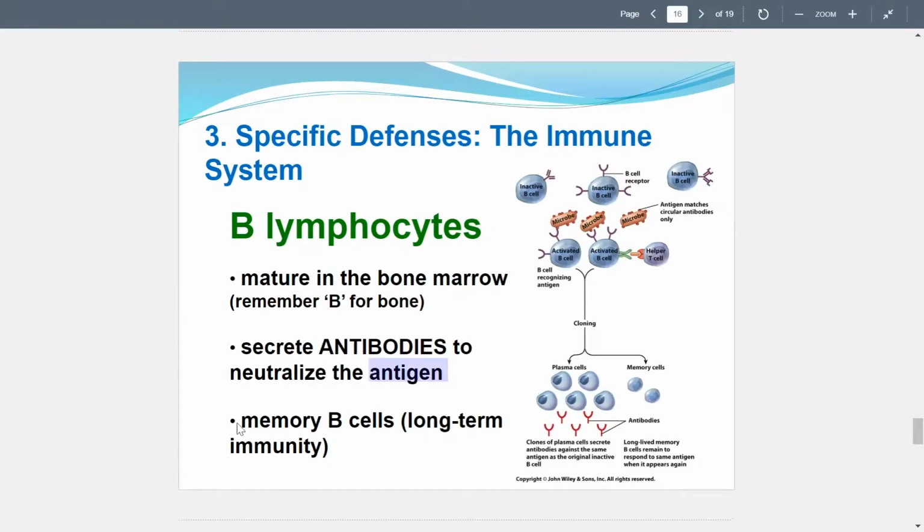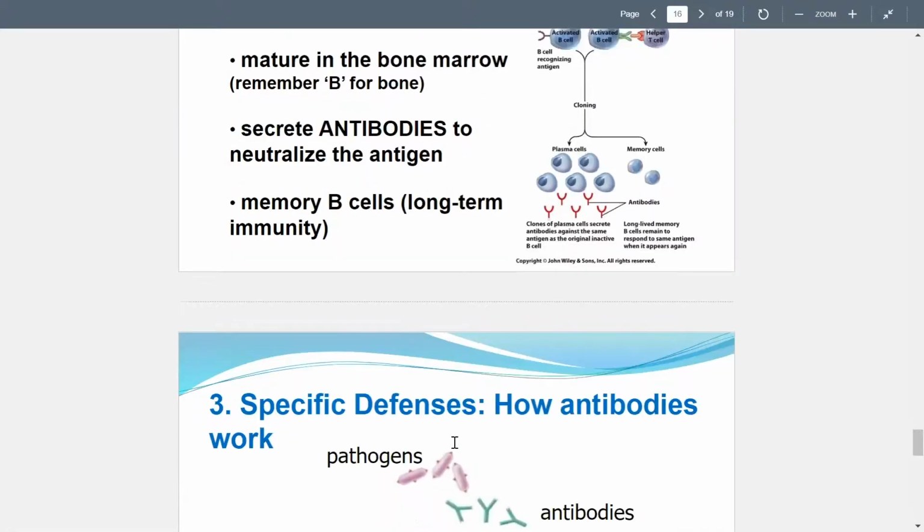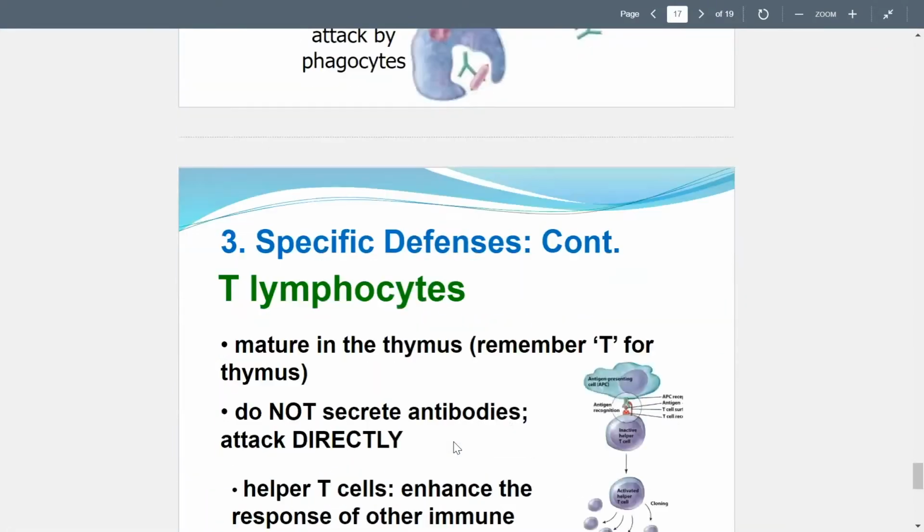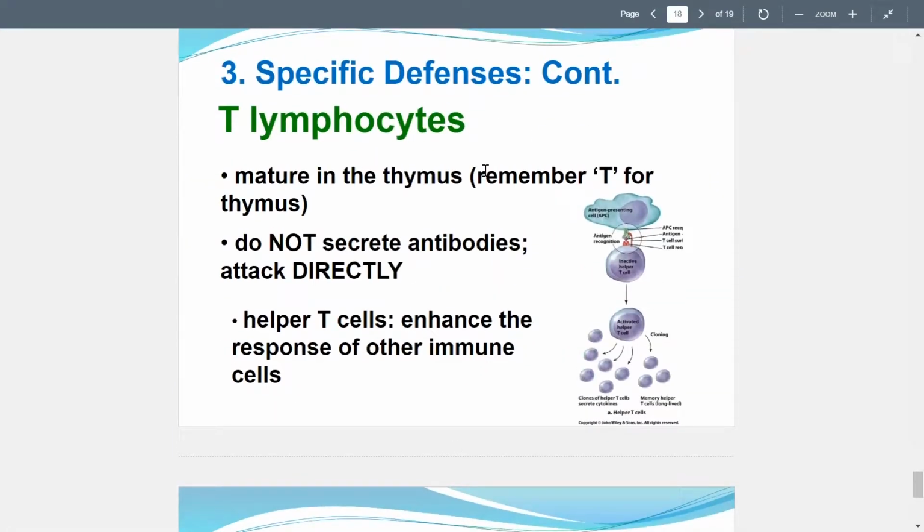Then there are memory B cells. What this means is that it remembers how to attack an antigen. Say you were attacked by an antigen when you were 5, and then a few years later you get attacked by the same antigen. These cells help remember how to attack. Moving on to T lymphocytes.